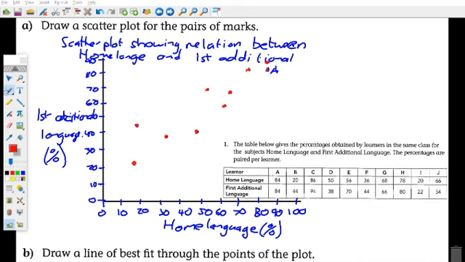Okay, so we've got my scatter plots there. Okay, we've got my lines. So we've put in our home language and our first additional language. Okay. So draw a scatter plot.